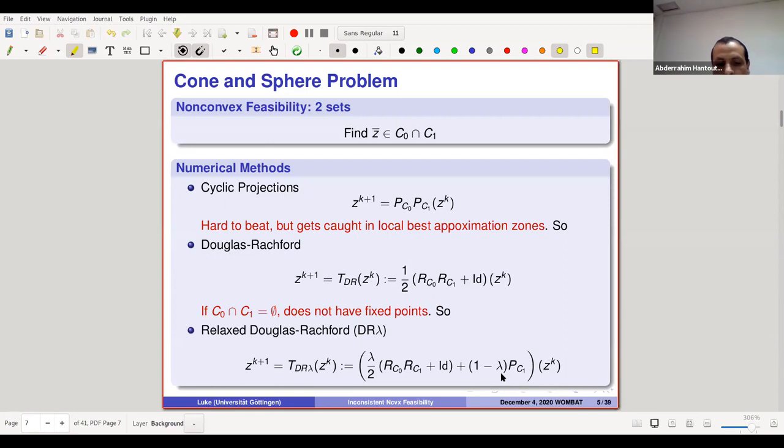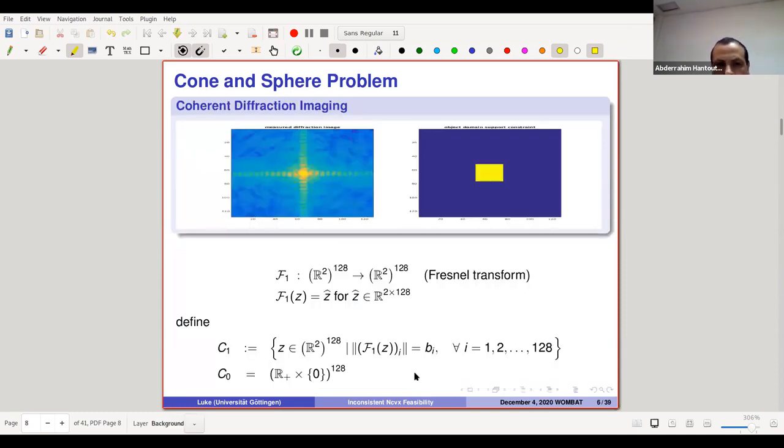In the relaxation, you notice the Douglas-Rachford part here, and then the relaxation is you just project onto the inner set, C1, to kind of anchor the iterates. And that usually converges. So I want to give you an example of something.